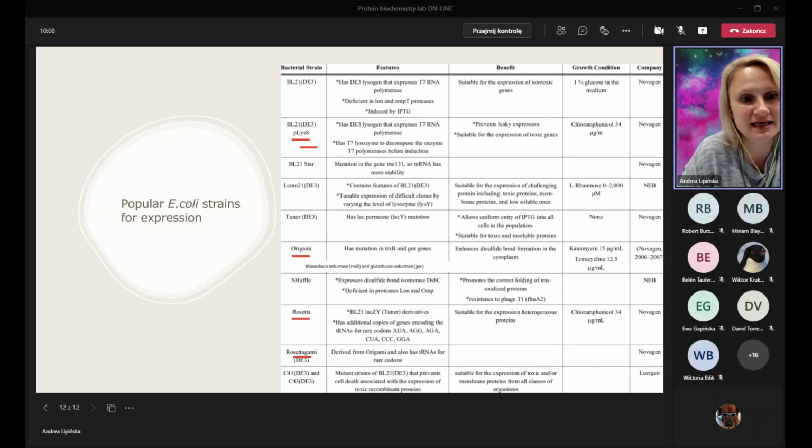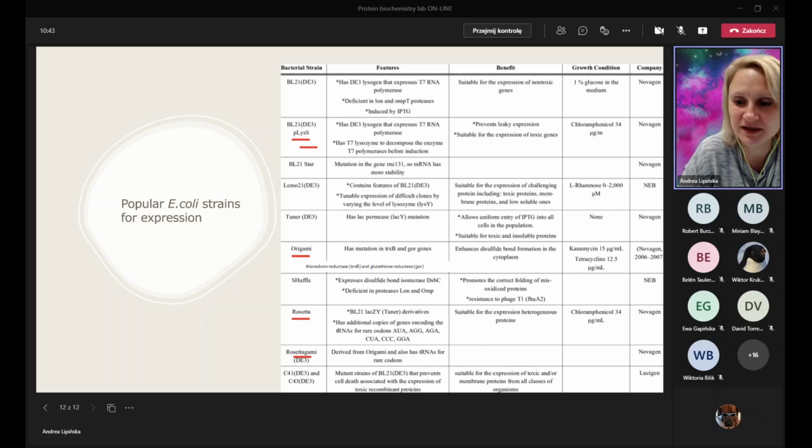So this is, let's say, the first type of strains. They are BL21, and you have DE3 in brackets. Do you remember from molecular biology what it means that you have DE3 in brackets? What's DE3? I mean, it's stated there in this table, but maybe you can remember what it means.